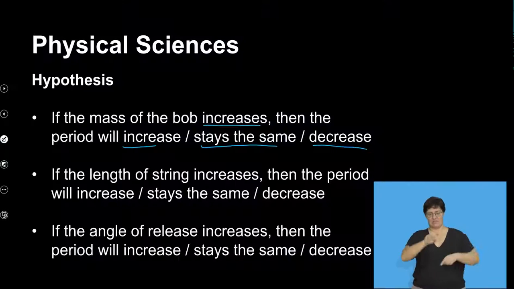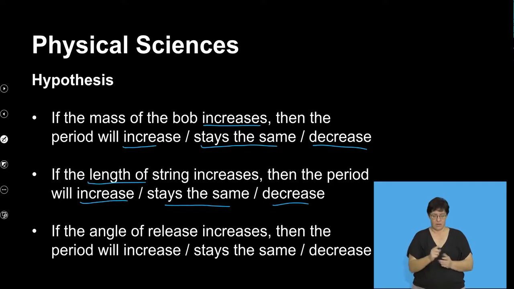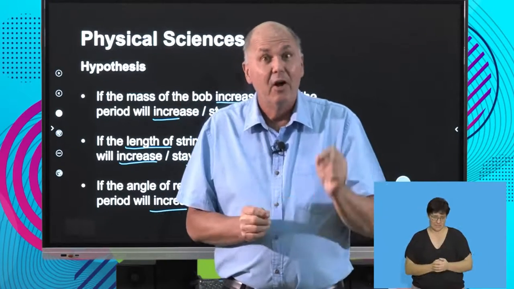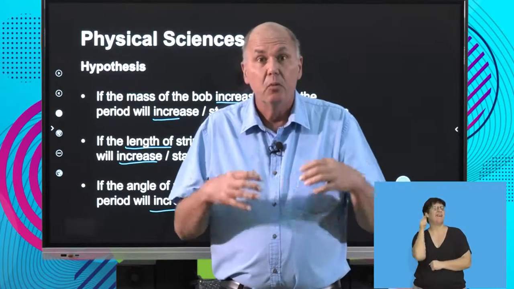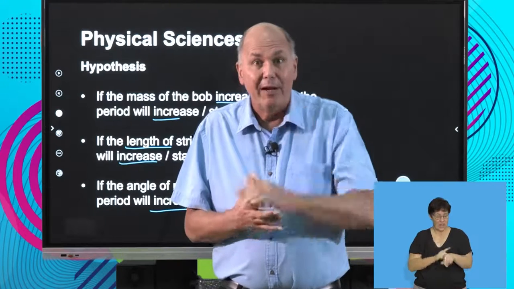So again, have a look. What do you think the effect of the length will be? Will it cause the period to increase, stay the same, or decrease? What about the angle? Will it cause it to increase, stay the same, or decrease? Well, you know what? I think we go for a little break. While you're on a break, write down what you think those variables will cause the change of the period to be. We'll be right back after this break.